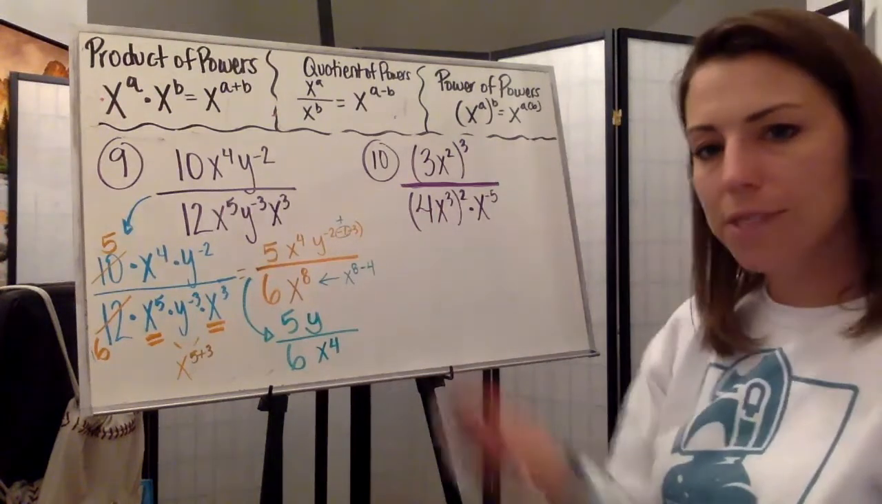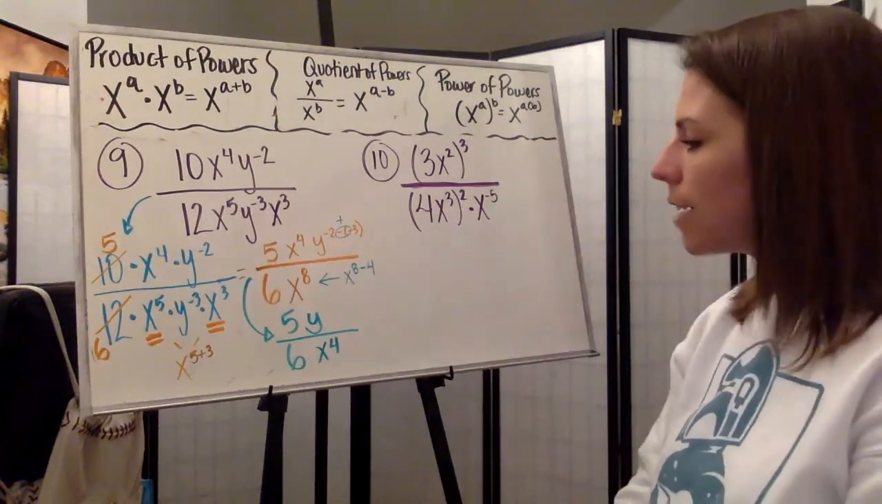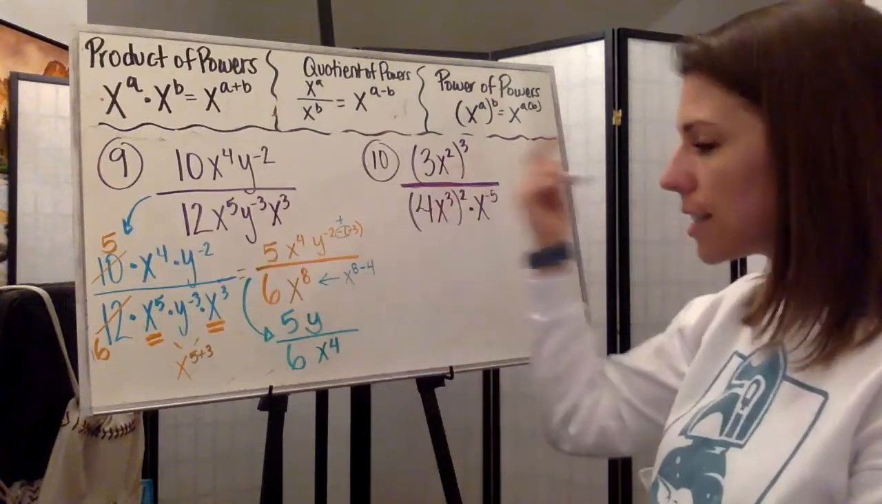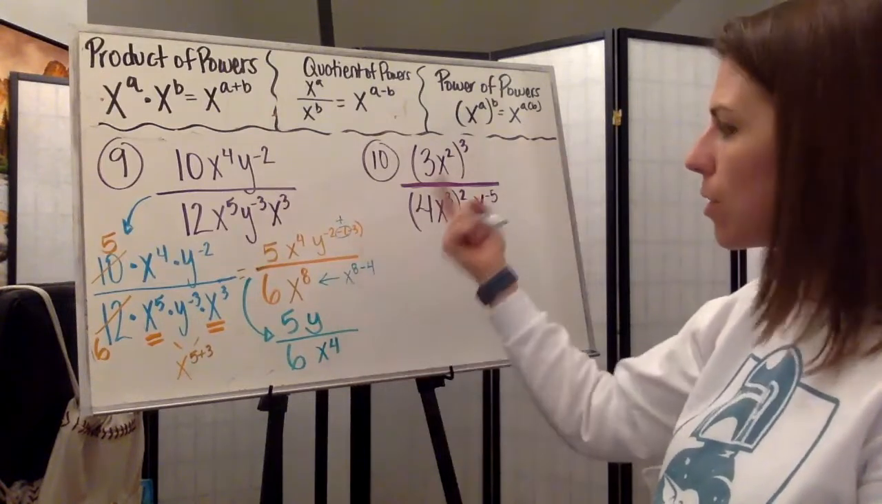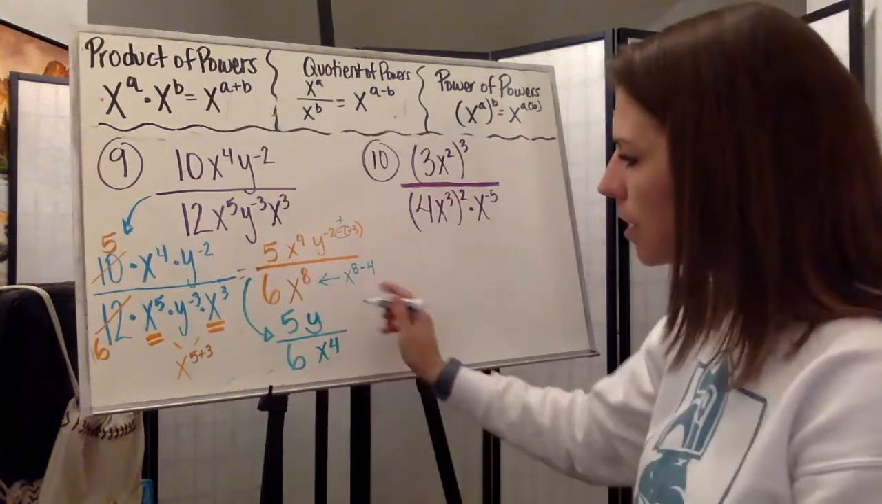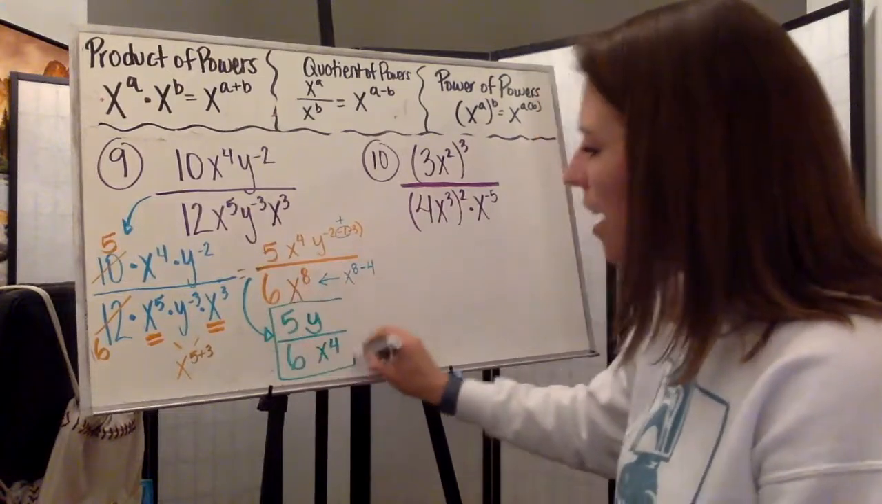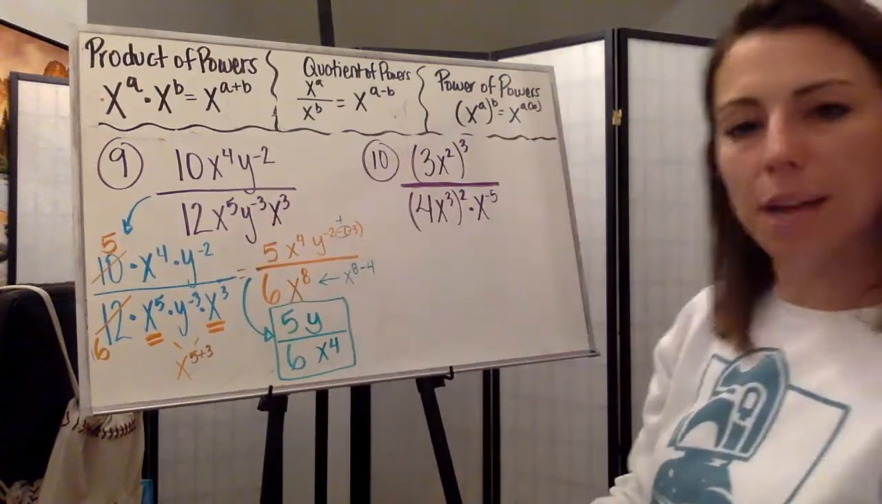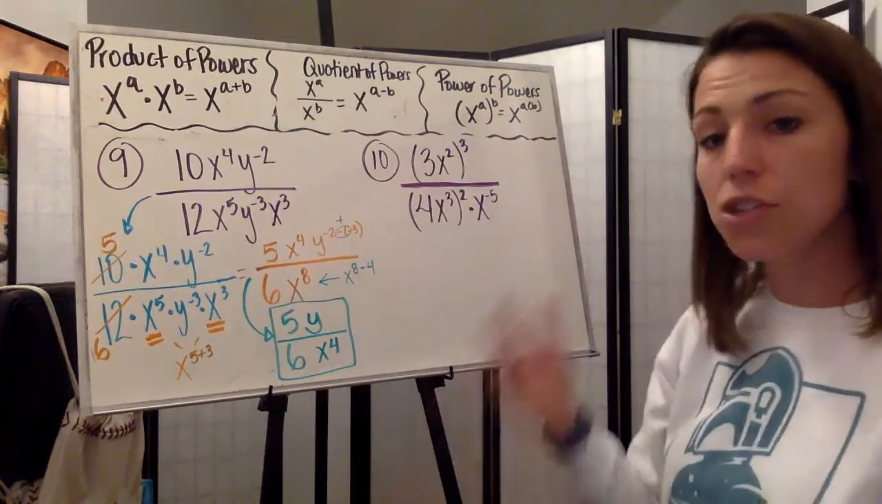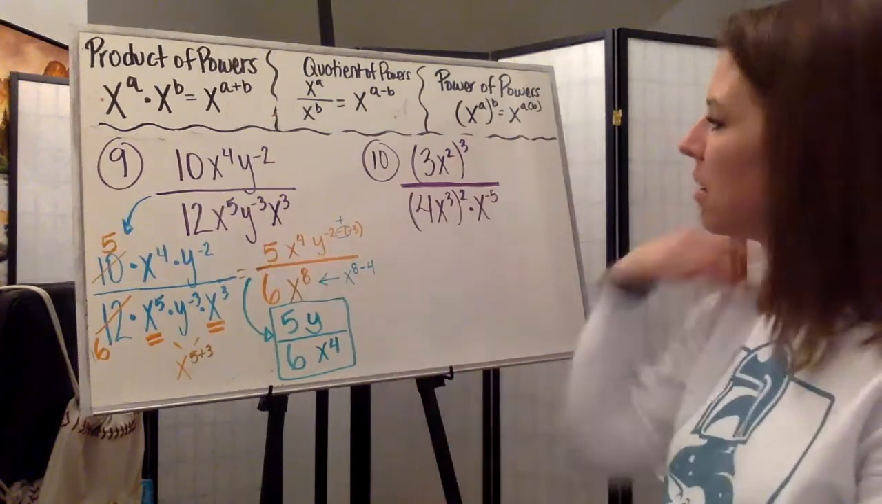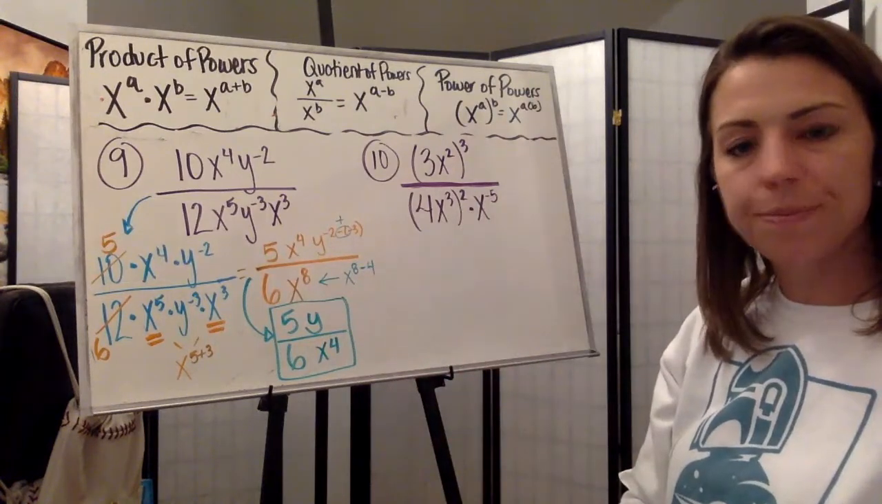And look at that. I've done all the math that I can. I can't simplify anything else. 5 and 6 can't be simplified. There are no other y's, there are no other x's. That wasn't so bad, was it? We got that done in like 3 or 4 steps. That's pretty good, just by looking at it and asking, what can I do here?